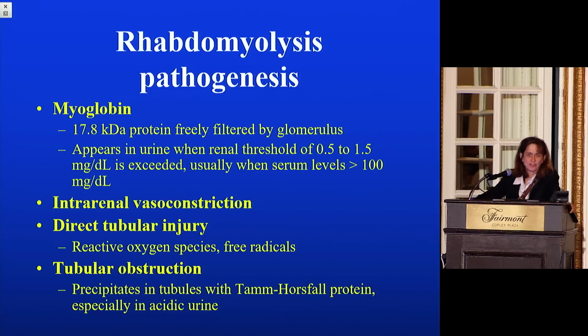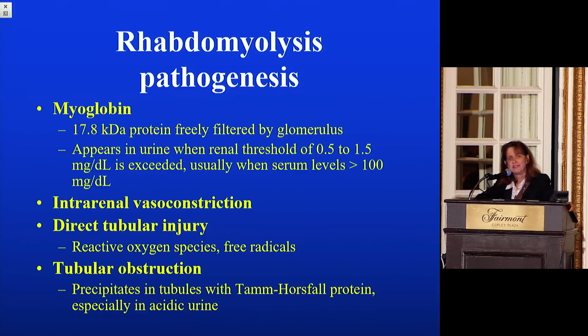So what is the pathogenesis? Well, I alluded to this. Myoglobin is a relatively small protein, 17.8 kilodaltons, very freely filtered, immediately cleared from the serum. And it appears in the urine when it exceeds the absorption capacity. There's an error here. Usually you can see it in the urine when the urine level exceeds 100 milligrams per deciliter. It is not the serum level on this slide, and I apologize, it's a typo.